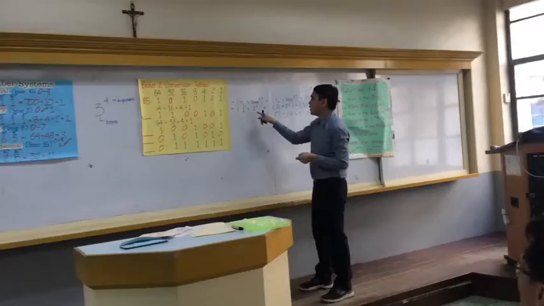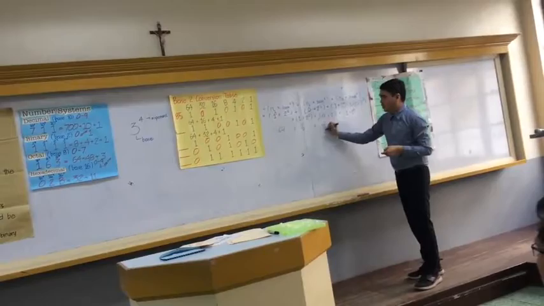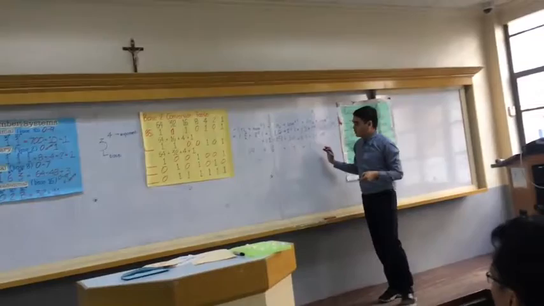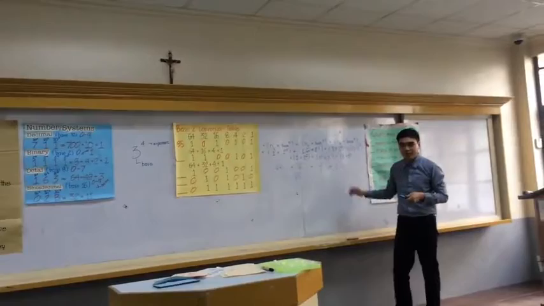For example, 2 raised to 6, we know that to be 64. 2 raised to 4, we know that to be 16. 2 raised to 2, we know that to be 4. And 2 raised to 0 would be 1. So all we need to do is add the following numbers, and what sum do we come up with? 85. Okay.